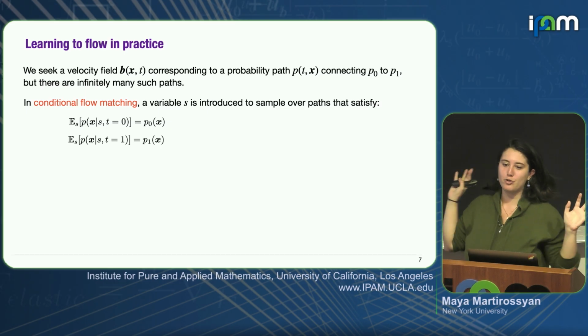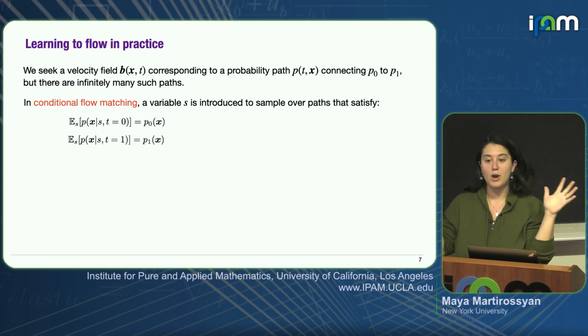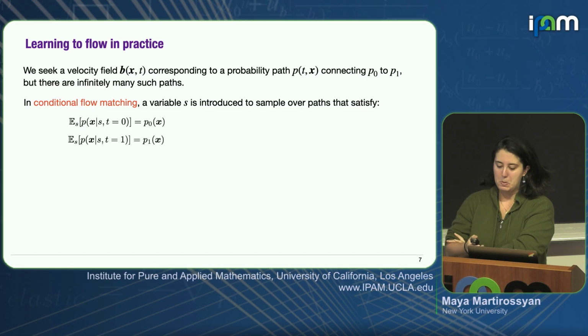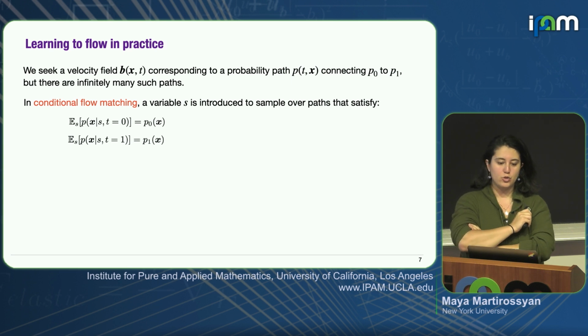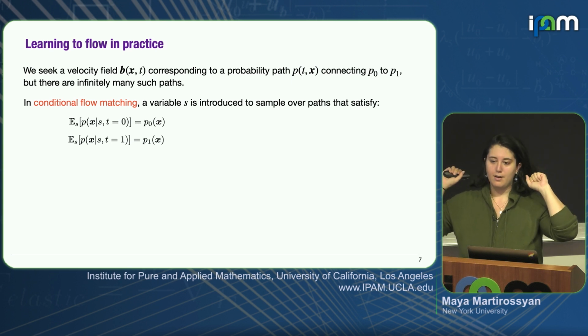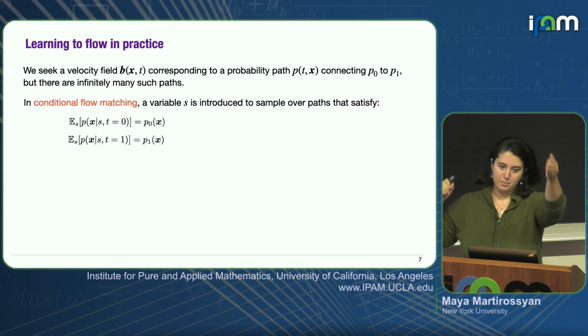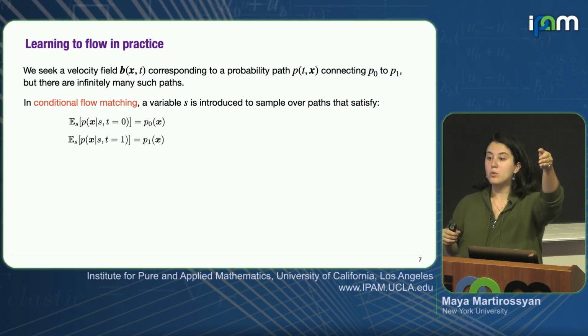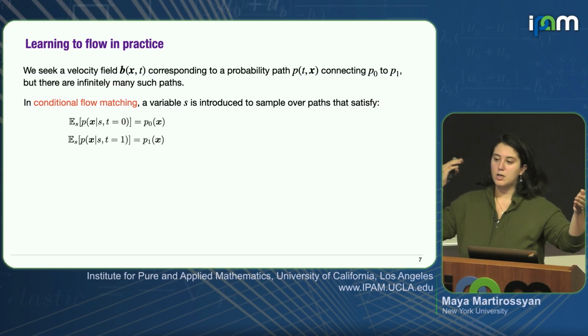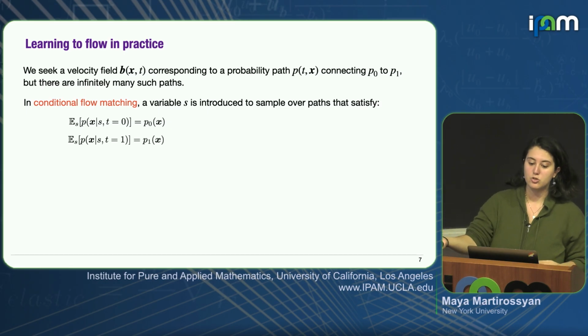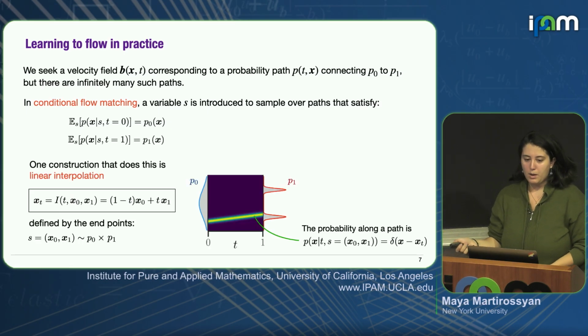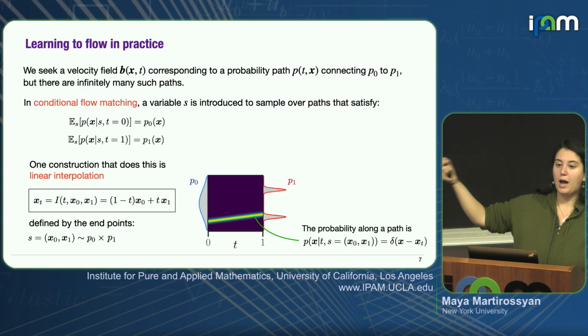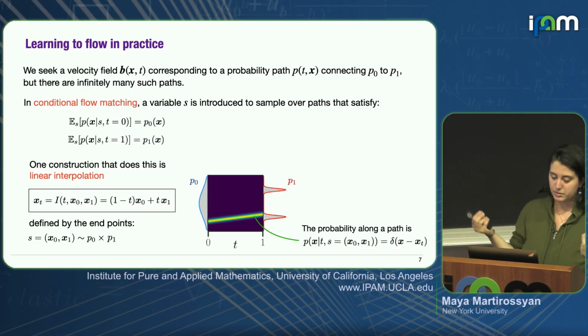So how are we going to actually learn this velocity field? In practice, what's this going to look like? Using a technique called conditional flow matching, the idea is that you set a condition that always at time 0, you pick a sample from your base distribution, and at time 1, you always pick a sample from your data distribution. Then you construct a path between the two samples, one from each distribution.